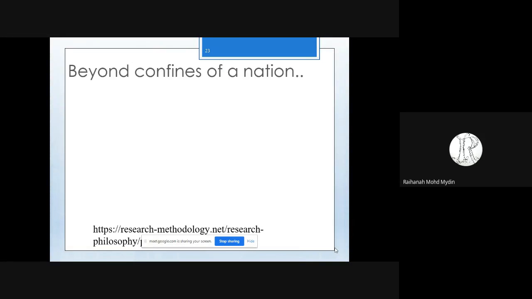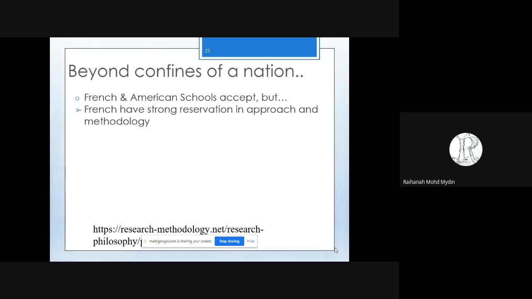So when we talk about going beyond the confines of a nation, the French school and the American school both accept this. However, the French school had strong reservations in terms of its approach and methodology. They're very positivistic, which is data-driven. The next slide will explain this. They are author-centered, which means nationality.